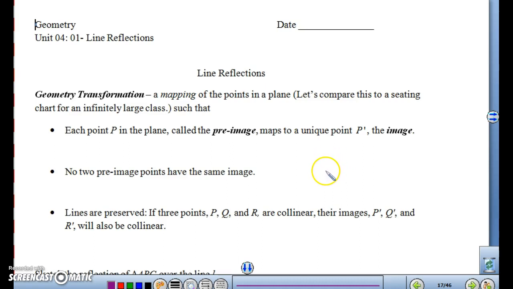So let's compare it to a seating chart for a large class. You have a bunch of students sitting in your class, and you want to move their seats. Each point in the plane, P, which is called the pre-image, maps to a unique point, P prime, the image. So if we took all our students and rearranged them, each student is going to move to a different seat. Each student will move to a new seat.